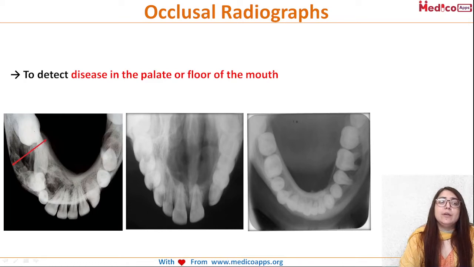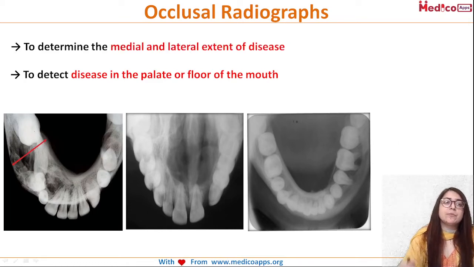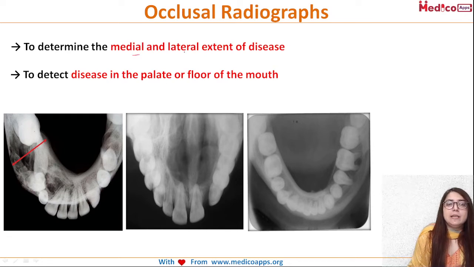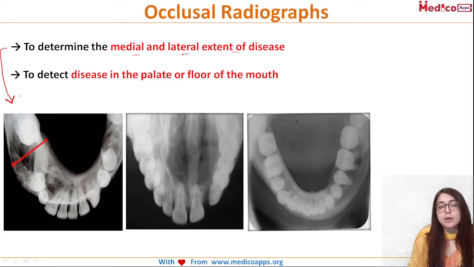Then to detect disease in the palate or the floor of the mouth, and to determine the medial lateral extent of the disease. So in this image you can see they are measuring the buccolingual width of the lesion. Also to check the expansion of the cortical plates, we advise these occlusal radiographs.